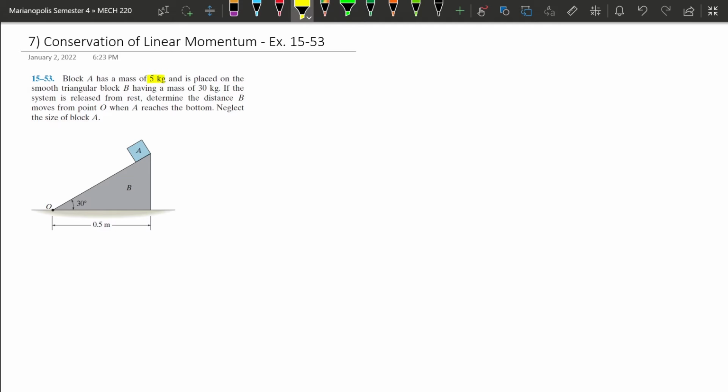Block A has a mass of 5 kilograms and is placed on the smooth triangular block. Smooth is important here as well. Triangular block B has a mass of 30 kilograms. If the system is released from rest, determine the distance B moves from point O when A reaches the bottom. Neglect the size of block A. Alright, so here we know that MA is equal to 5 kilograms and MB is equal to 30 kilograms. And we want the distance B moves from point O.